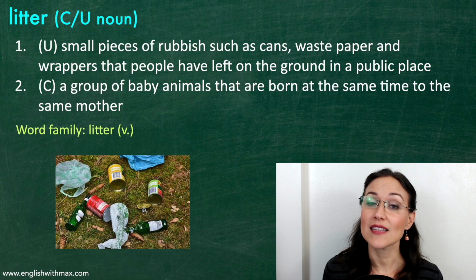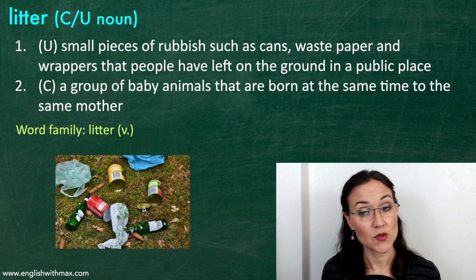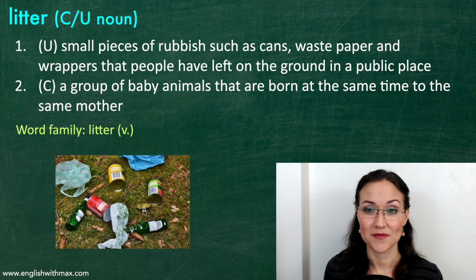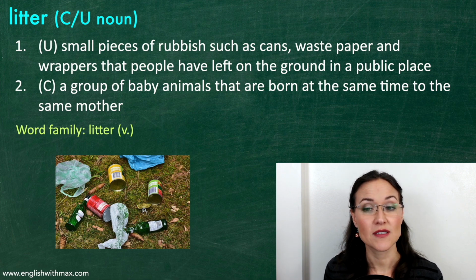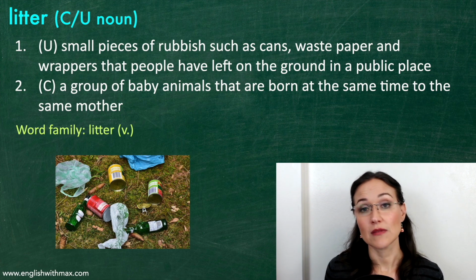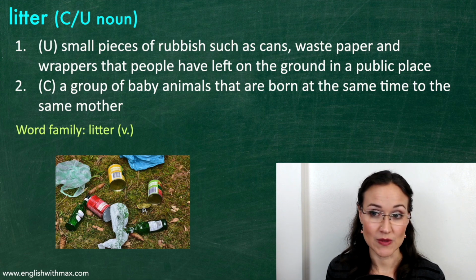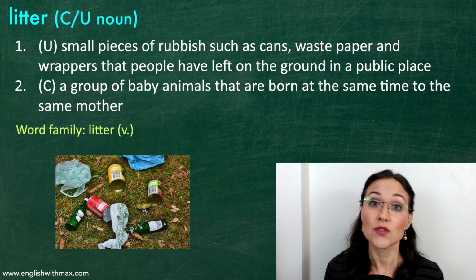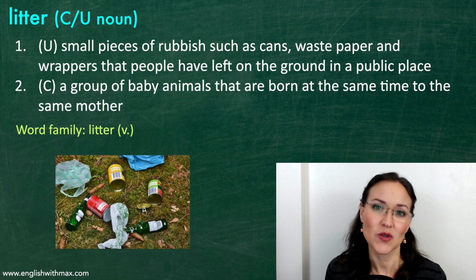Now we have litter. Litter. It's a countable and uncountable noun. When it's uncountable, it means small pieces of rubbish such as cans, waste paper, and wrappers that people have left on the ground in a public place. When it's a countable noun, it means a group of baby animals that are born at the same time to the same mother. So yes, it has two quite different meanings.